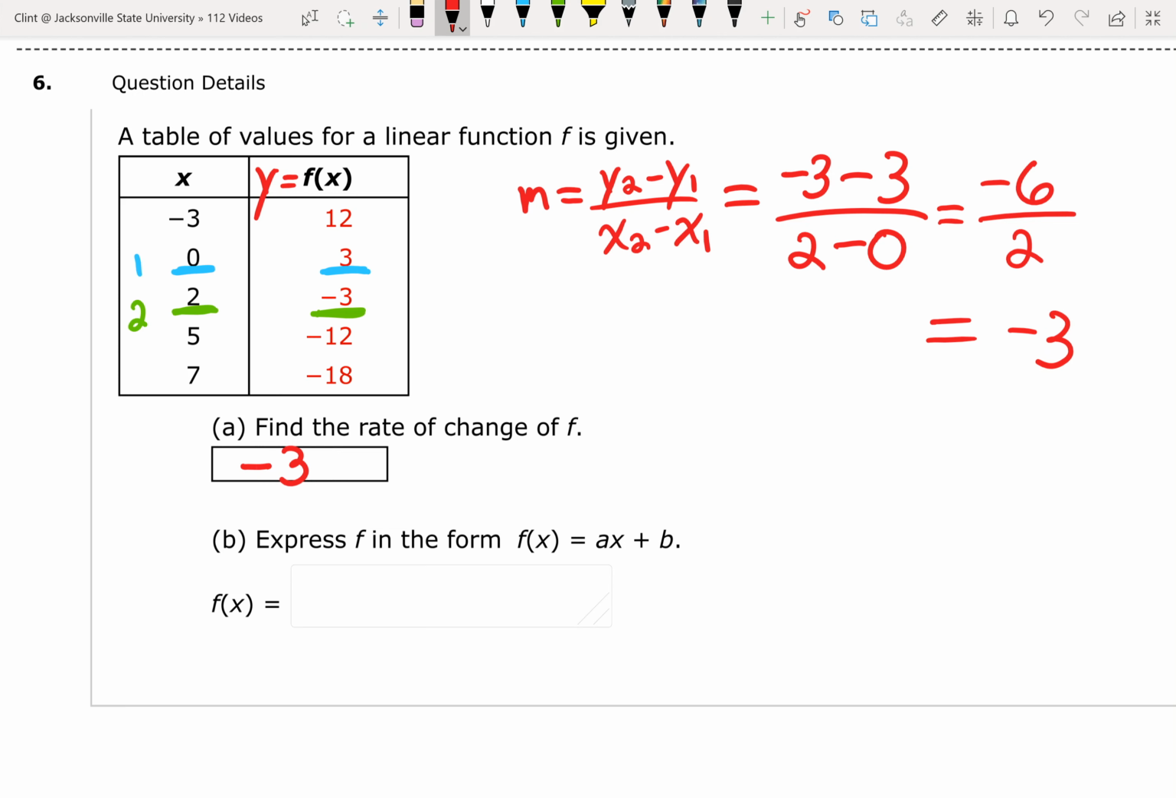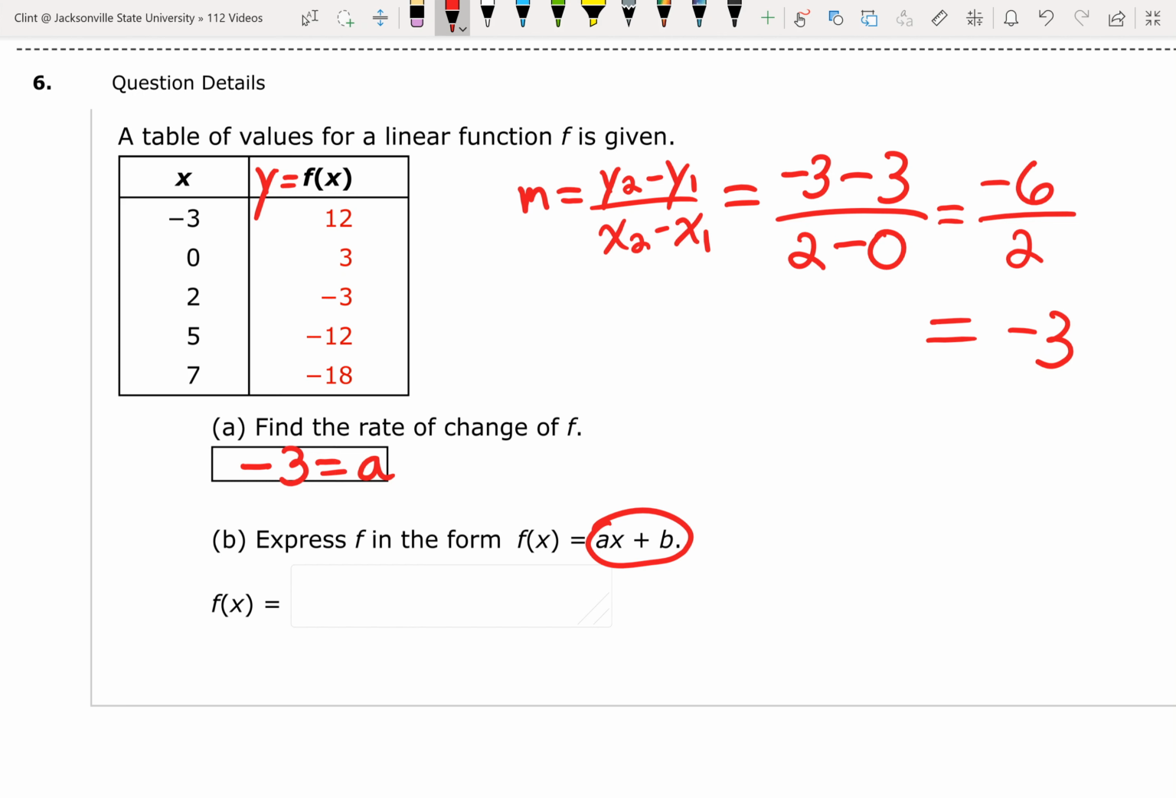So we're just using the slope formula. Then to get our equation in ax plus b form, this is a, our rate of change. That's what we called m when we weren't dealing with functions, their slope.